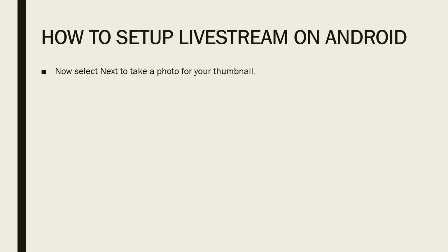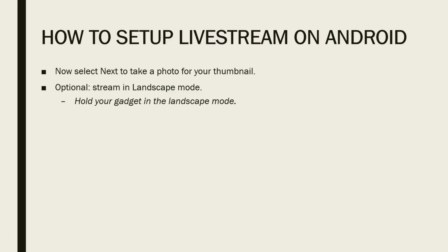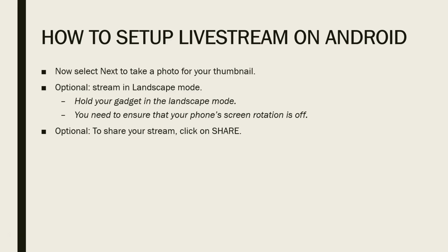Now, to continue, once you've set that up, you have to take a photo for your thumbnail. Okay, so you can either have one created ahead of time or you can do one right from your phone. You also want to make sure that you're streaming in landscape mode. If you're doing it where it's vertical, people don't watch it that way. They like watching it in landscape mode. So you want to make sure you're holding your device in the landscape mode. And you need to make sure, this is super important, that your phone's screen rotation is off.